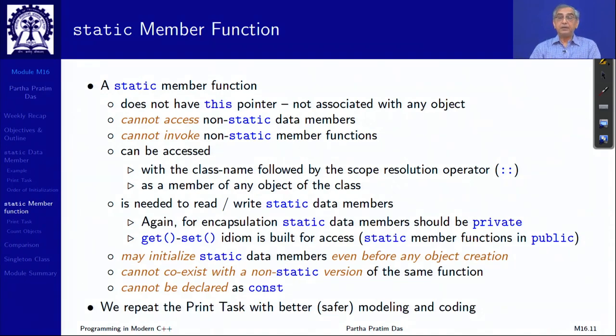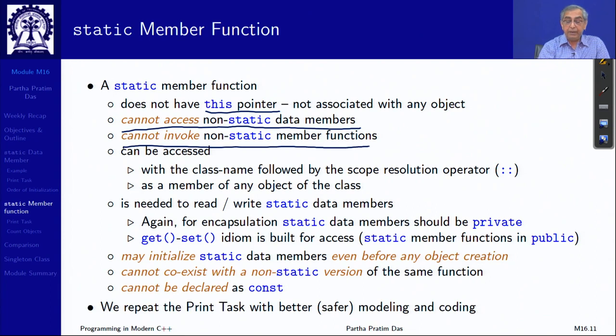Static member functions, the first difference is they do not have a this pointer, unlike the non-static data members, because they are not associated with any object, they are just associated with the class. So, there is no object instance whose this pointer can be or need to be passed here. They cannot access any non-static data member or any non-static member functions. Why can't they access? Because they do not have a this pointer.